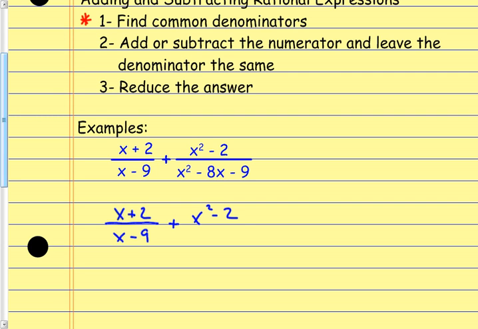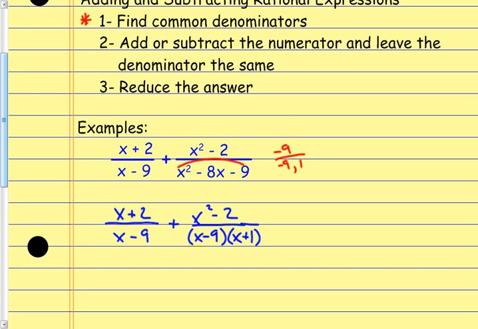Over here, the x squared minus 8x minus 9, I could factor this. I build a bridge. It's a negative 9. The two numbers that multiply to negative 9 but add to a negative 8 are a negative 9 and a positive 1. And so that's going to factor into an x minus 9 and an x plus 1.